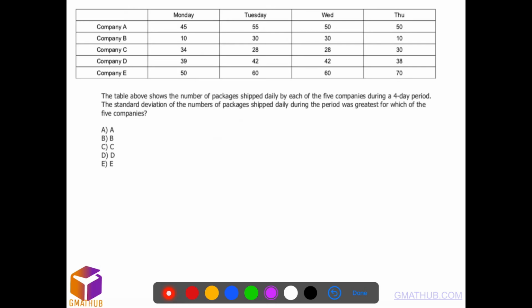Standard deviation can be practically seen as the average deviation from the mean.